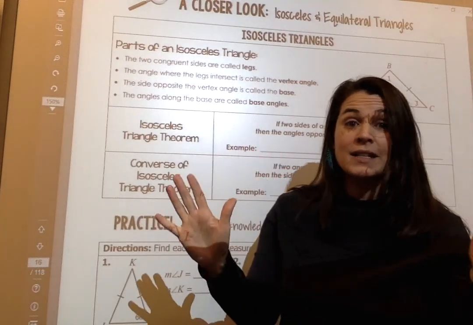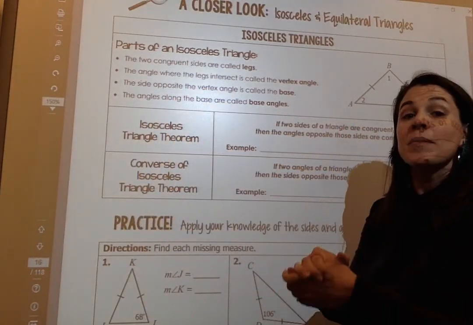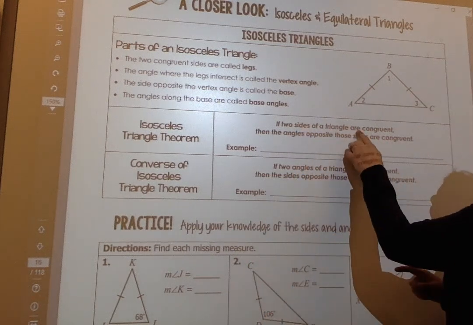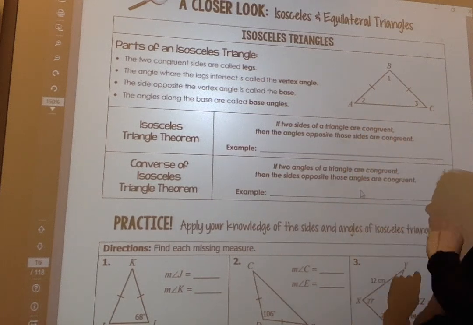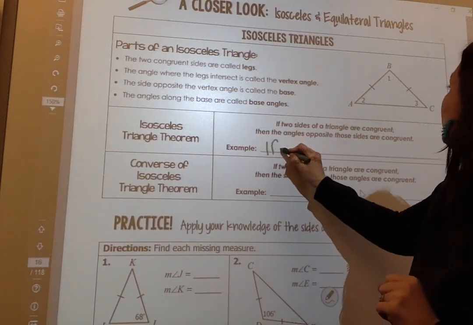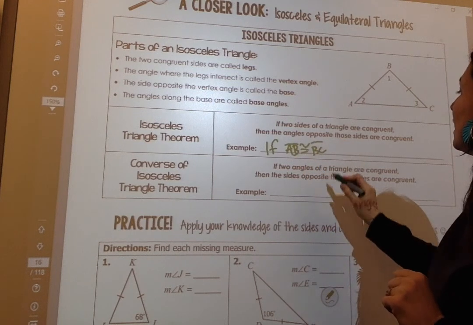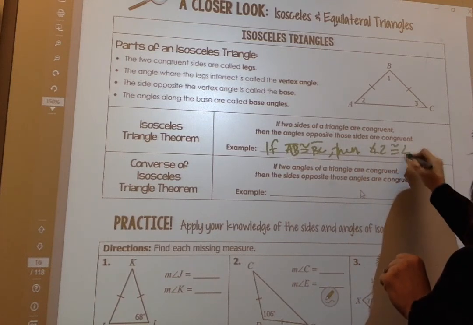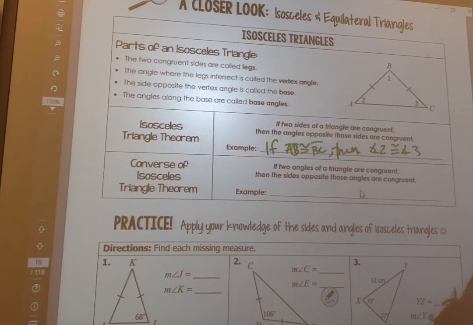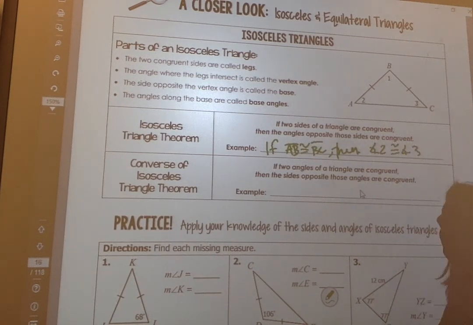Now, remember those if-then statements. They're never going to go away through the rest of geometry. So look at what it says. If two sides of a triangle are congruent, then the opposite angles are also congruent. So if AB is congruent to BC, then angle 2 is congruent to angle 3. That's the statement that I can say. I can also call it angle A and angle C since there's only one of them, or I can say 2 and 3 since it's lettered out there.